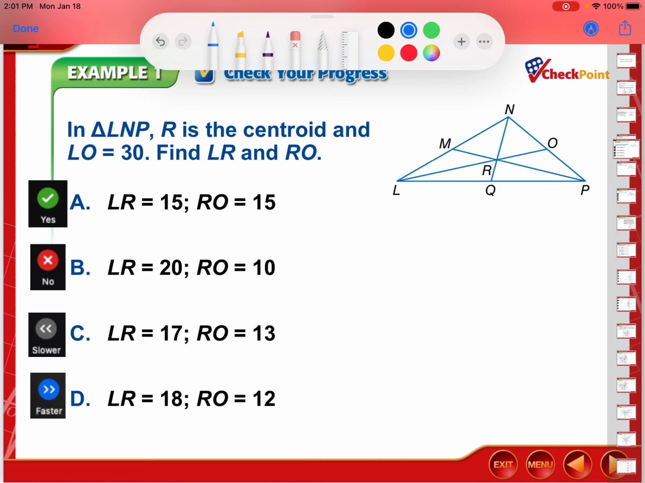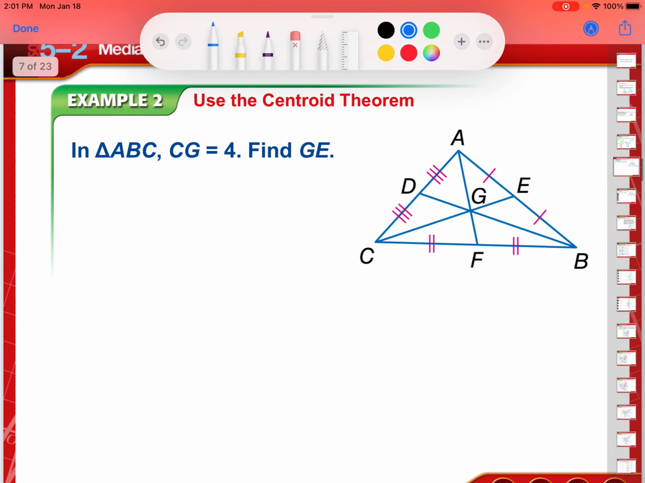So continuing on, this is a problem that you guys will solve individually on the Zoom, but I will just give you the answer super quick. And it says in triangle LNP, R is the centroid, and LO is 30. And they want us to find LR and RO. So the correct answer will be B.